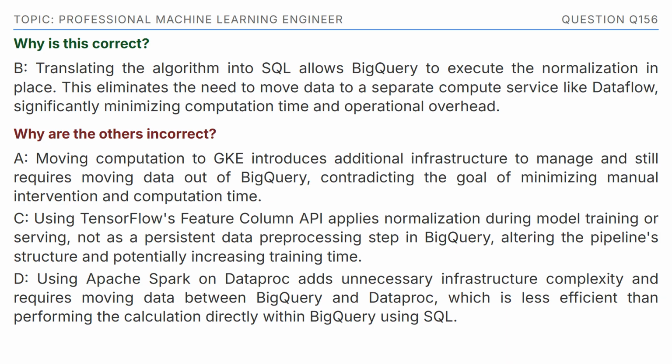C. Using TensorFlow's feature column API applies normalization during model training or serving, not as a persistent data preprocessing step in BigQuery, altering the pipeline structure and potentially increasing training time. D. Using Apache Spark on Dataproc adds unnecessary infrastructure complexity and requires moving data between BigQuery and Dataproc, which is less efficient than performing the calculation directly within BigQuery using SQL.